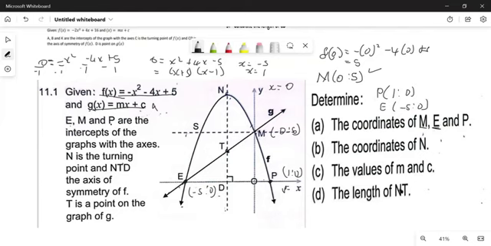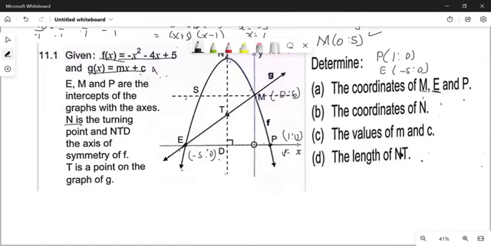We want the coordinates of N. They told us which one is N. What is N? It's the turning point. How do you get the turning point? Let's ask ourselves that question. How would you get the turning point?